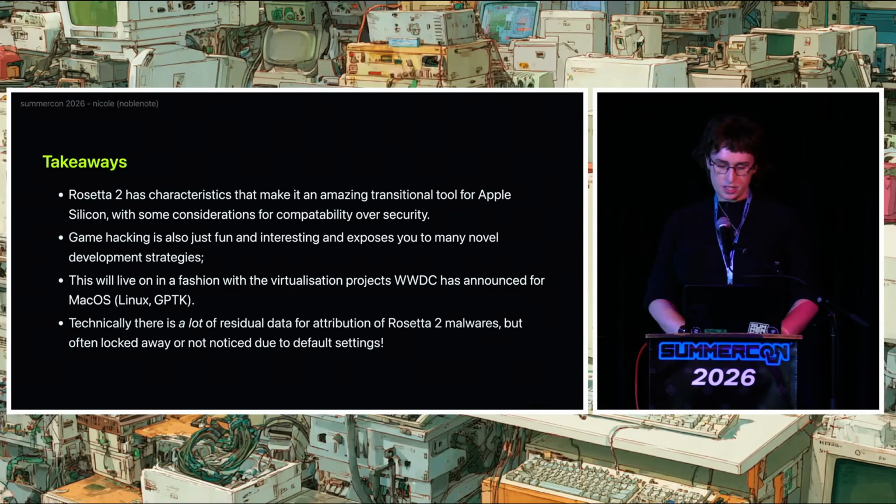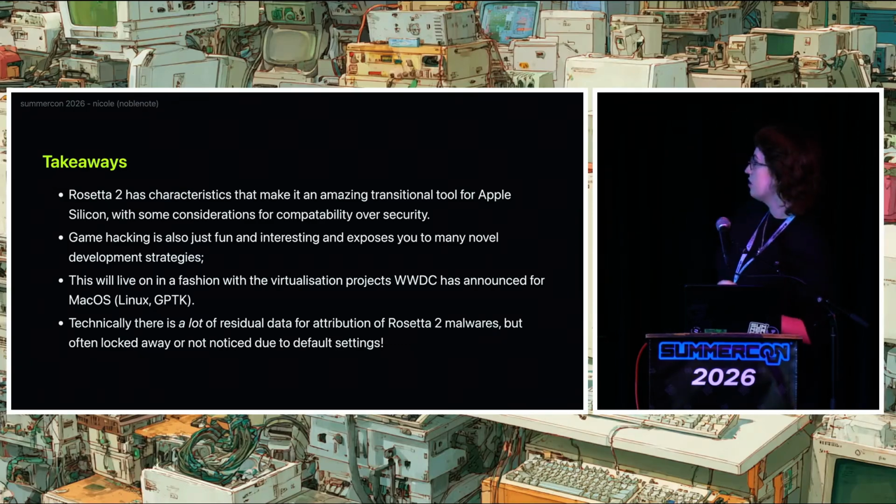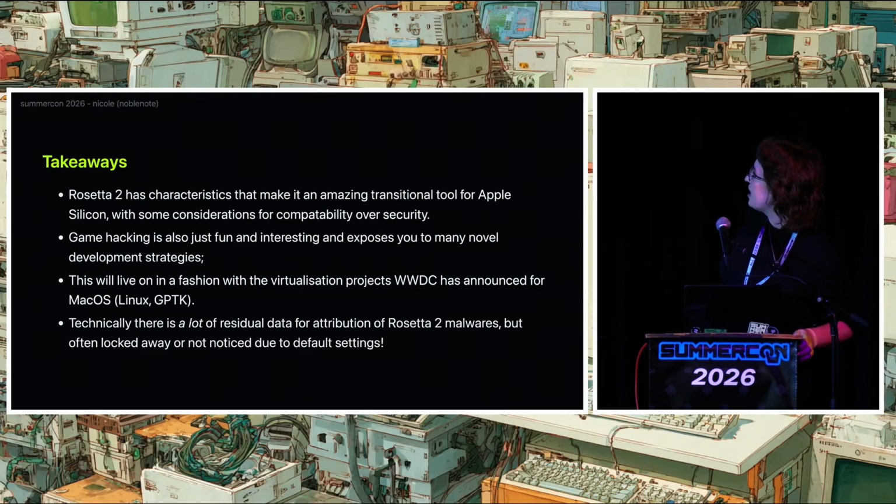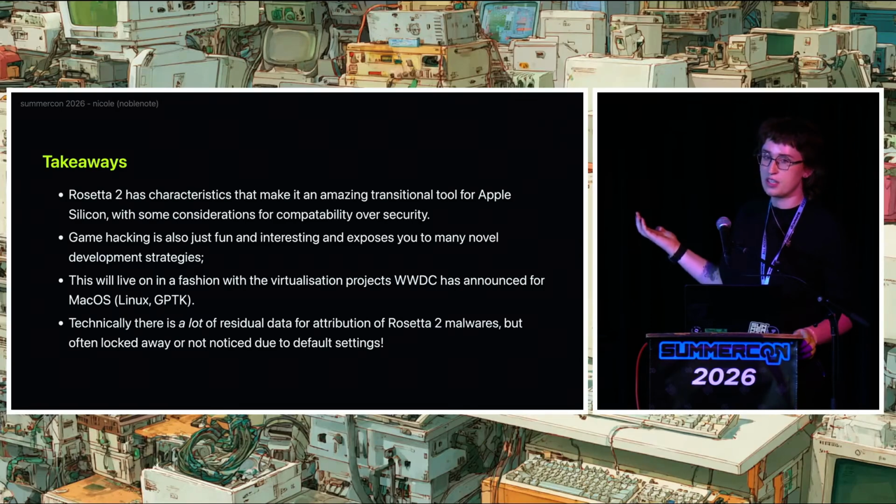So, some really quick takeaways. I already went over a little bit, but essentially, Rosetta 2 has a bunch of characteristics that are really great in terms of what was intended, to be really friendly to developers moving to Apple Silicon. But there are some considerations around running unsigned code, especially at this point. Game hacking is also just really fun. I wasn't looking too much into Rosetta until stuff started crashing. So it was really fun to look into how that transpiler worked via making a game hack.